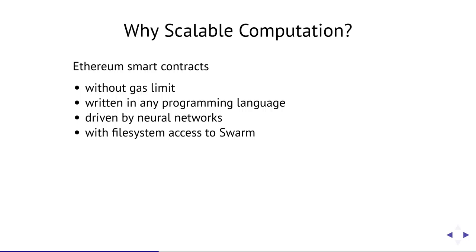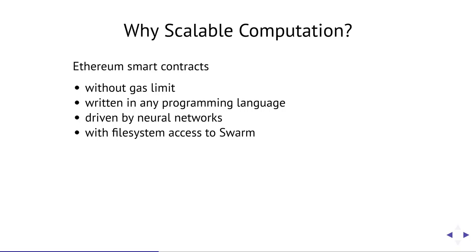Ethereum smart contracts can be driven by neural networks, so that we can have artificial intelligence on the blockchain. And you can even have file system access in smart contracts, which means you have a smart contract that accesses a terabyte-sized file and reads a single chunk in there, or even computes a big sum over all the entries in this gigantic file. Of course, these smart contracts will not run directly on the blockchain. We know it doesn't scale, but the trust promise will be the same as if they would run on the blockchain.